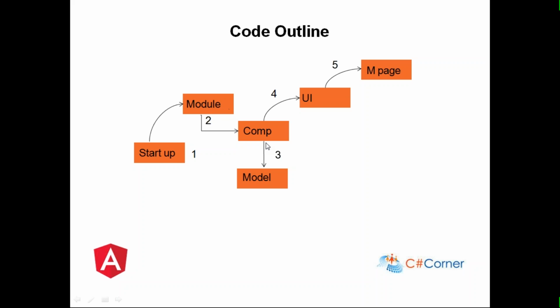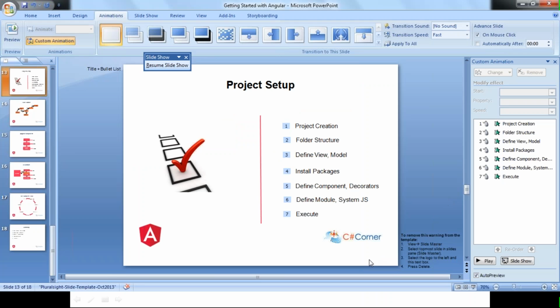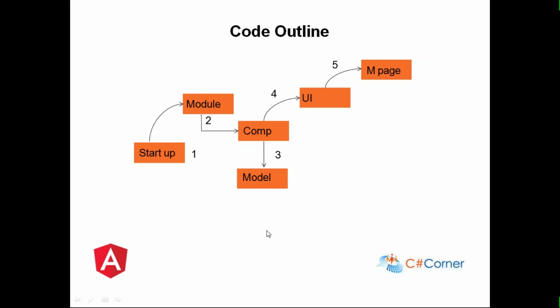Let me open the source code. Once the startup page finds that particular module library, it will call the component. That is the third action. One module can have multiple components. As of now, we have only one component, so it loads that particular component. Once it loads the component, it will load the models. This is the third step here.